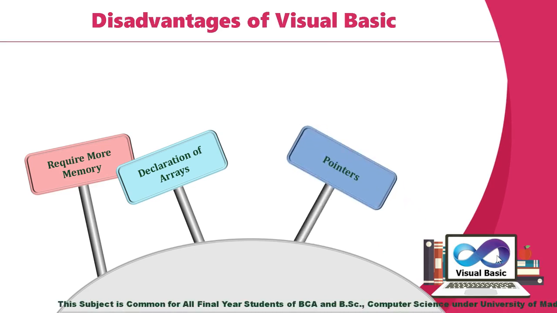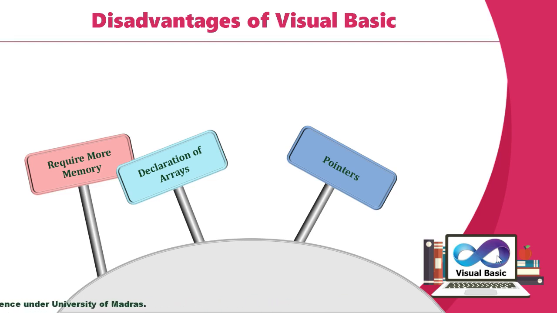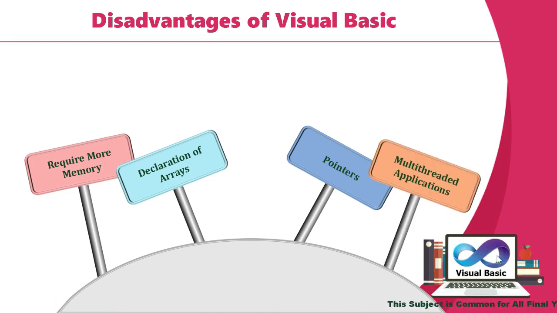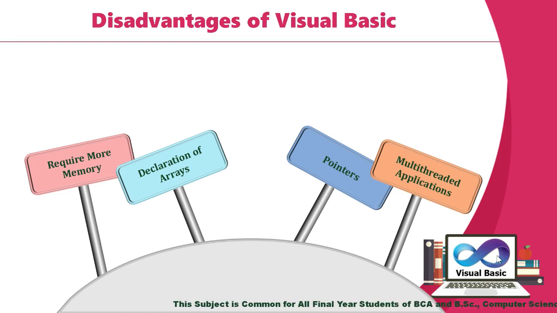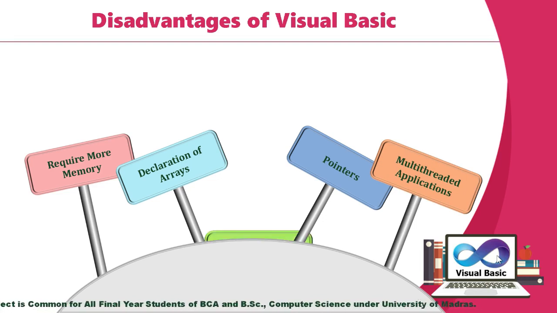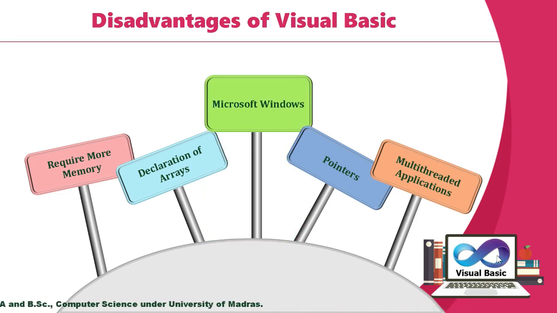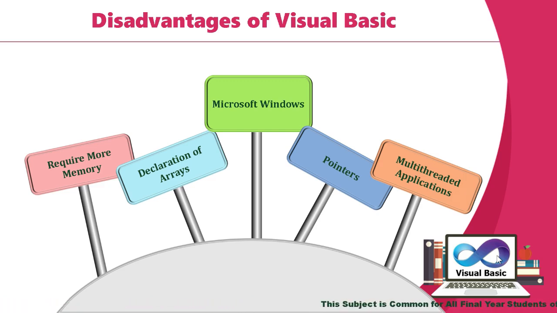Visual Basic cannot handle pointers directly. This is a significant disadvantage since pointers are very necessary for programming. Visual Basic does not allow developing multi-threaded applications. Visual programming can be implemented only on a graphical operating system like Microsoft Windows.